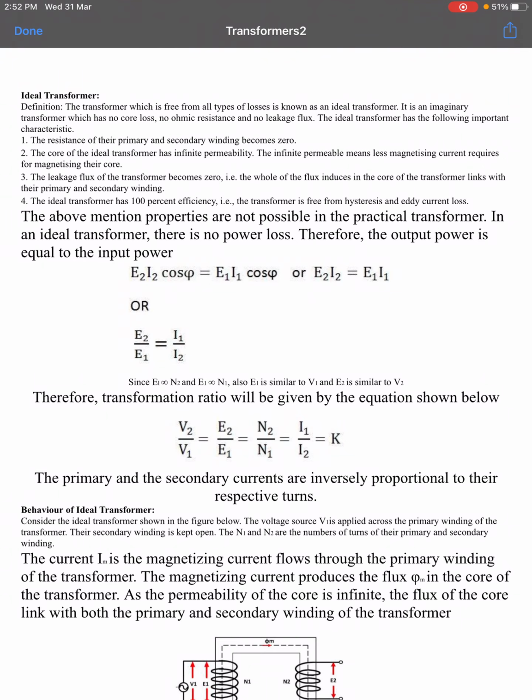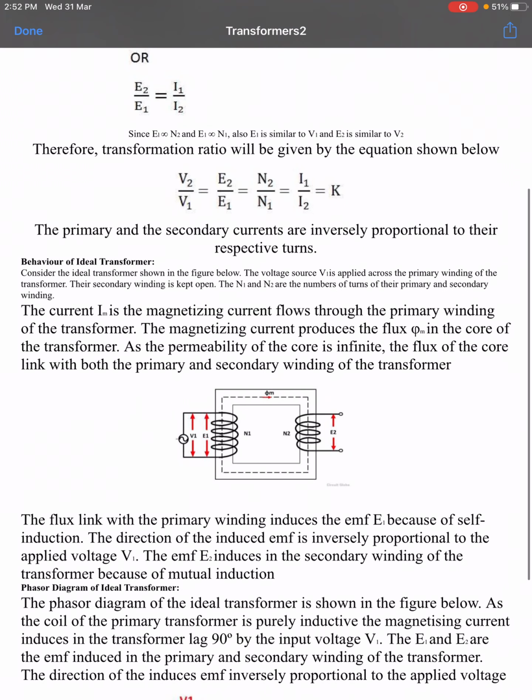Next we have the ideal transformer. This is the diagram for the ideal transformer. When we apply voltage V1 to the primary of the transformer, the secondary winding is kept open. N1 and N2 are the numbers of turns of the primary and secondary. The current Im is the magnetizing current flowing through the primary winding.